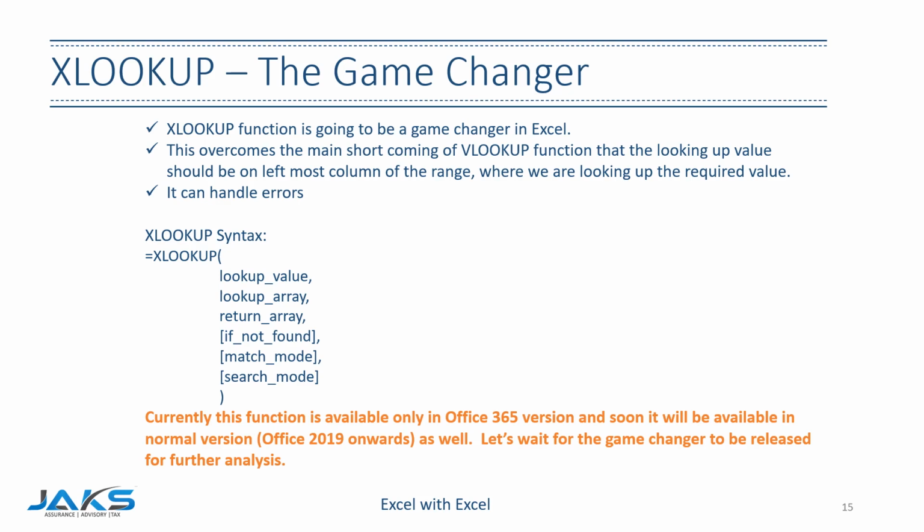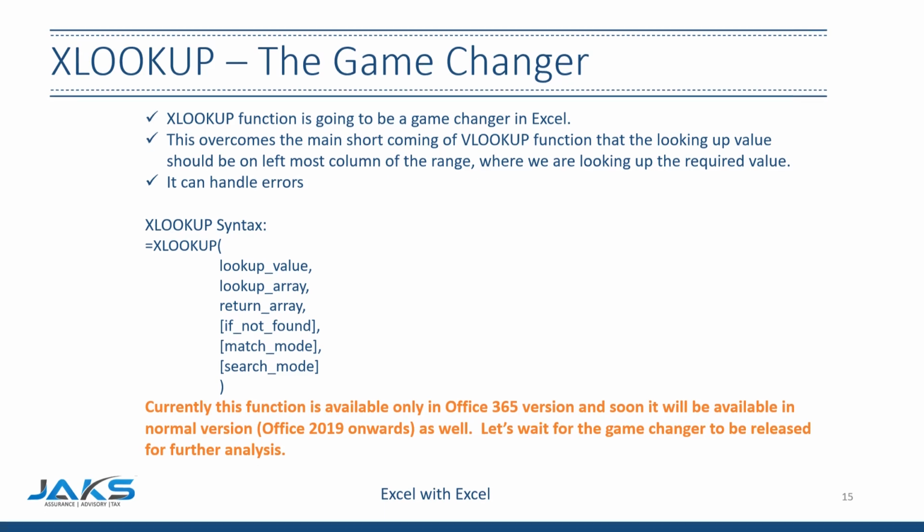Let's look at the syntax of the XLOOKUP function. Equals XLOOKUP, lookup value, lookup array, return array, if not found, match mode, search mode. Currently, this function is available only in the Office 365 version, and soon it will be available in the normal version, Office 2019 onwards as well. Let's wait for the game changer to be released for further analysis.